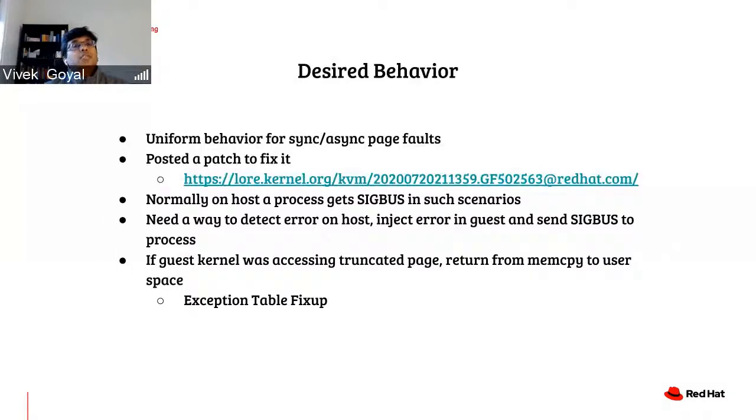The other bigger problem is, can we do better? Instead of exiting to user space when KVM cannot resolve the fault, can we let the guest handle it? We just need to inject an error back into the guest saying this cannot be resolved, and then the guest can take it further. For example, if it was a guest process which tries to access this page, we can send a SIGBUS to the process instead of killing the whole guest. And if it was the guest kernel which was trying to access that page, we can do some exception table fixup magic to come out of that loop and return to user space with an appropriate error. So that's the idea. That would be nice if we can achieve that.